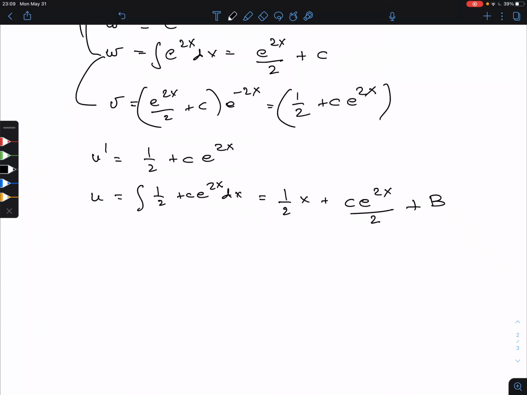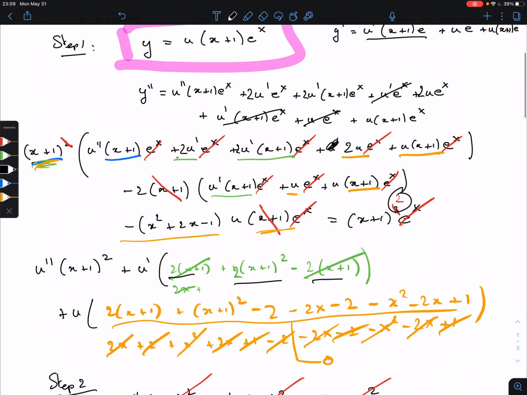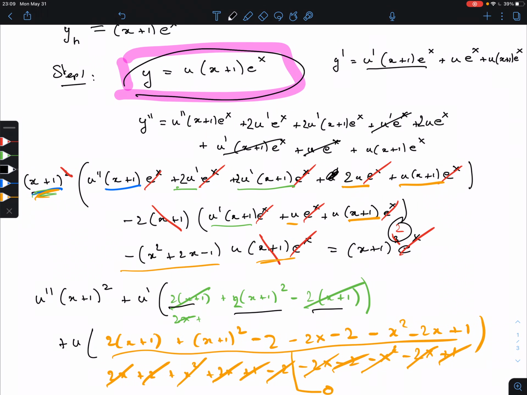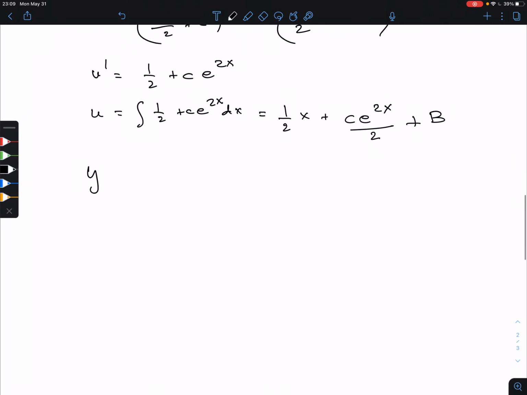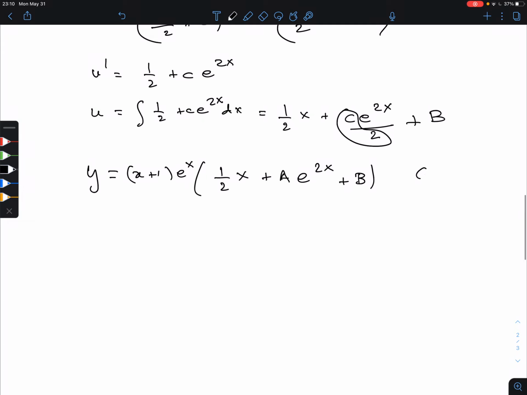I'm almost done, because this is u, and what is u? Where does u come from? Well, u comes from here. So I have to just multiply this with x plus 1 e to the x. So y is x plus 1 e to the x times whatever I have here, a half x. Now this c over 2 I'm going to call a. I don't have to, but it just makes it easier because there's an initial condition problem. So I do want to have as simple as possible a system of equations with not too many fractions and so on. Okay, so this is my general solution. This is the general solution of my equation.